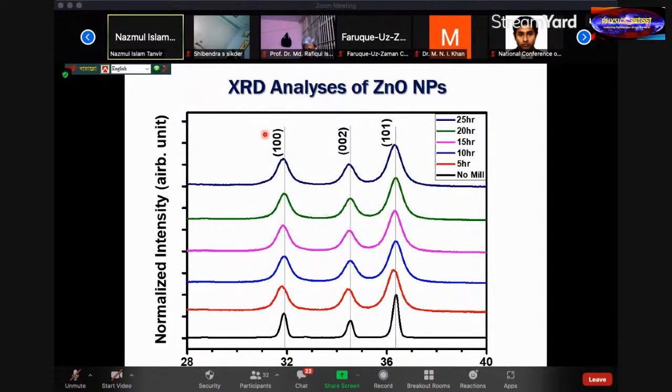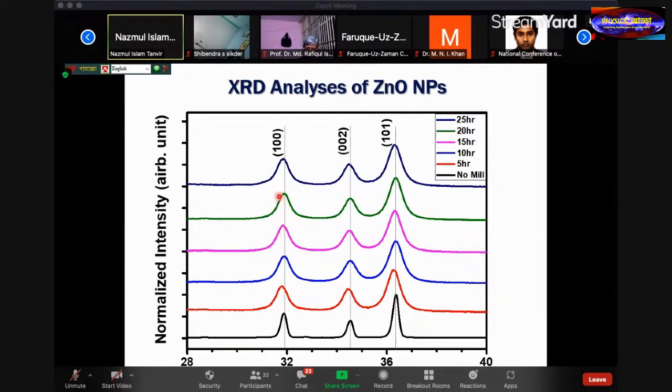And this is the XRD pattern of zinc oxide NPs. In the XRD spectra, all the peaks, as well as planes, are consistent with zinc oxide, and this is the no milling. From the spectra we can see that the peaks are broadening with increasing ball milling duration.